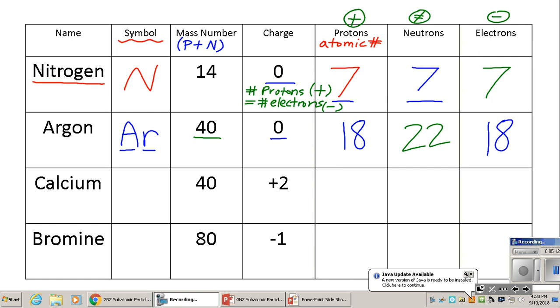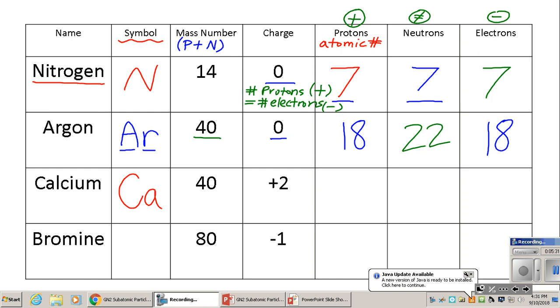All right, and the next example is calcium. For the first time, we have a charge on this element, so we're going to work our way through something that has a charge. Calcium symbol is Ca. It's got a mass number of 40, and you may notice that some of these numbers are not the same as what you see on your periodic table, and that's fine.